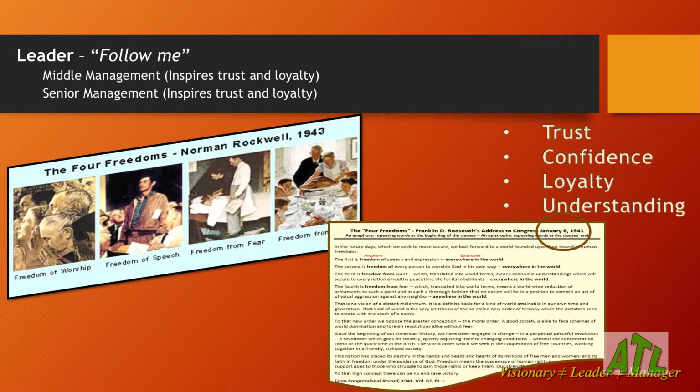That is, we may be a great manager. We may be a great leader. We may be a great visionary. But being one doesn't necessarily imply being the other. As for leadership, the most important aspect of being a great leader is to inspire trust and loyalty.